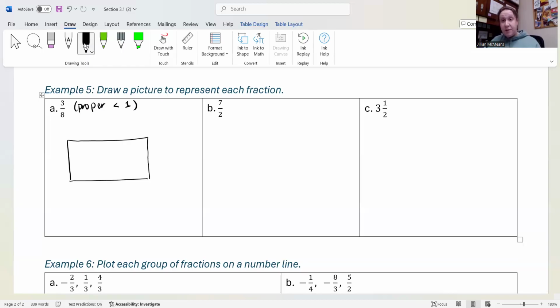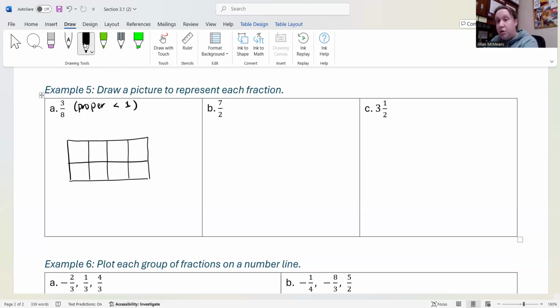Now, because my denominator is 8, I need to split my whole into 8 even size pieces. That's really important. So I'm going to go ahead and split it down the middle long ways, pretend it's exactly perfect. I know it's not. And then I'm going to split it down the middle this way, and then each half in the middle again. So I now have 8 equal size pieces. I know they're not exactly perfect, but do the best you can to make them close to perfect.